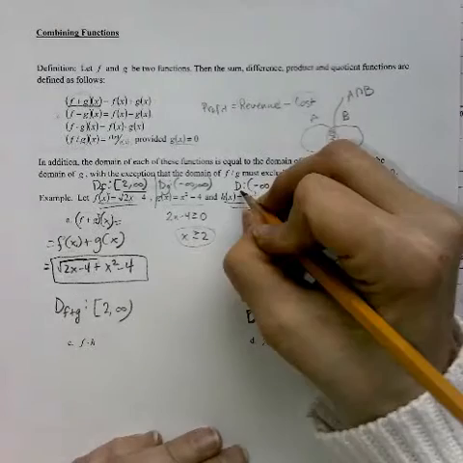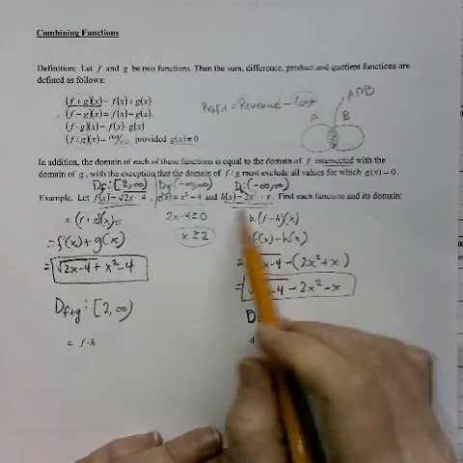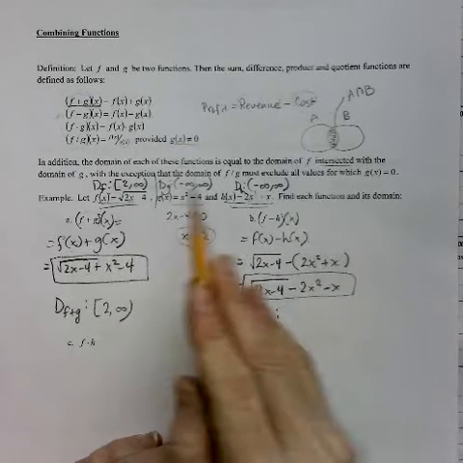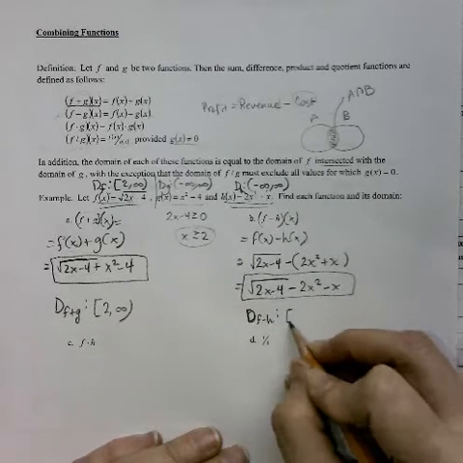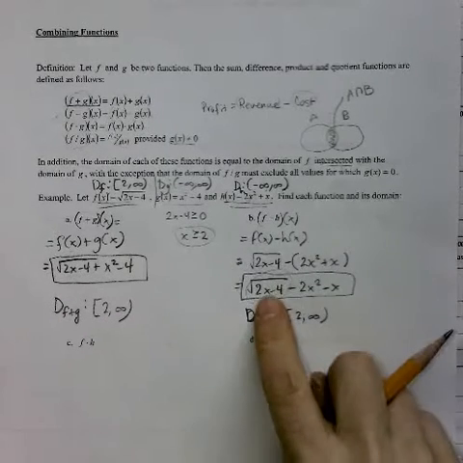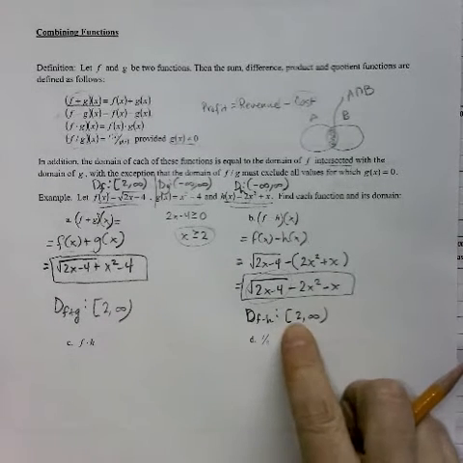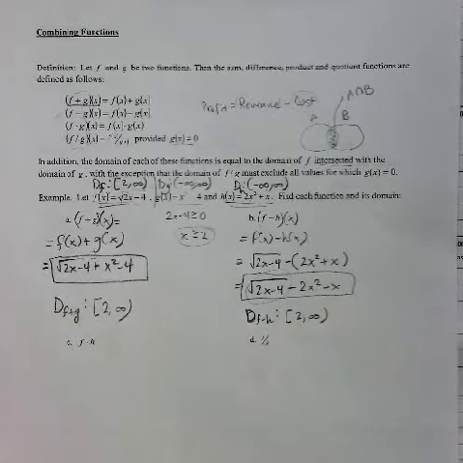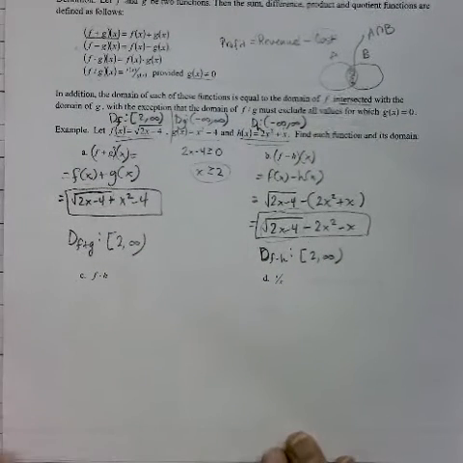That's for h. And we already found the intersection of 2 to infinity and all real numbers. We said that's 2 to infinity. So again, it's this part that is making it so that we can't plug in anything smaller than 2. Alright, f times h then.